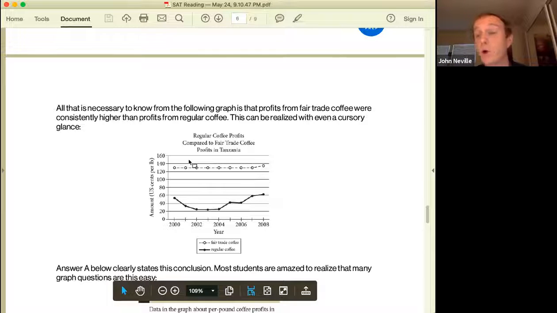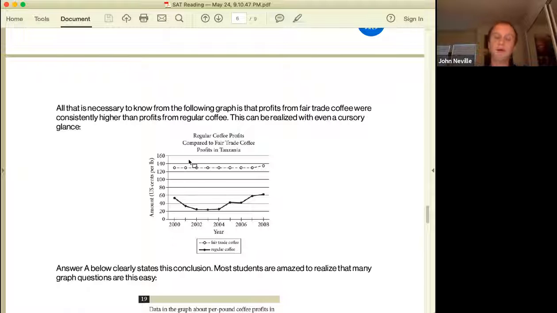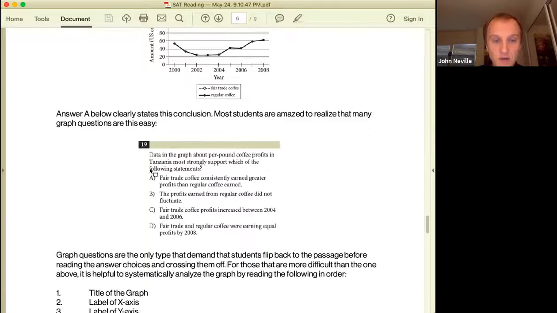Well, fair trade coffee, ironically, has more profits than regular. Why is that ironic? Well, because fair trade involves treating workers ethically, paying them what they deserve to be paid. So you would think that farmers or managers that don't pay their workers fairly would make more money. But this graph is showing you that the opposite is true. And sure enough, if you go down to the graph, that's all you needed to see. Fair trade coffee consistently earned greater profits than regular coffee.